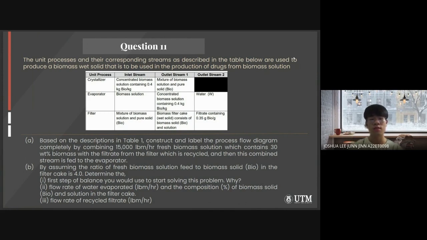For question B, by assuming the ratio of fresh biomass solution fed to biomass solid, bio, in the filter cake is 4, determine: 1. The first step of balance you would use to start solving this problem and why. 2. The flow rate of water evaporated and the composition of biomass solid, bio, and solution in the filter cake. And 3. The flow rate of recycled filtrate.